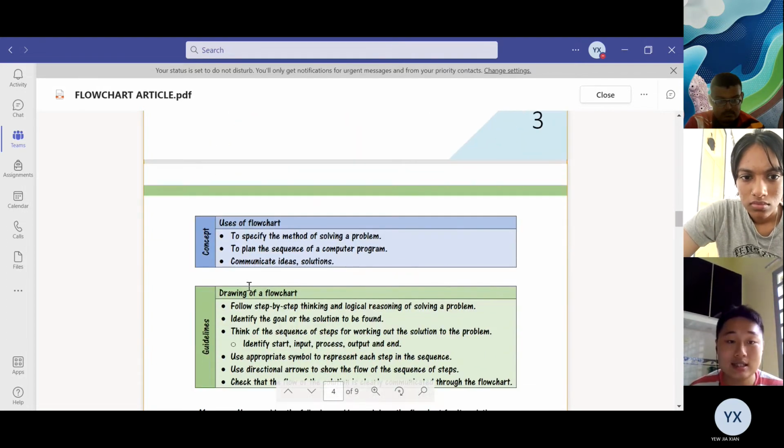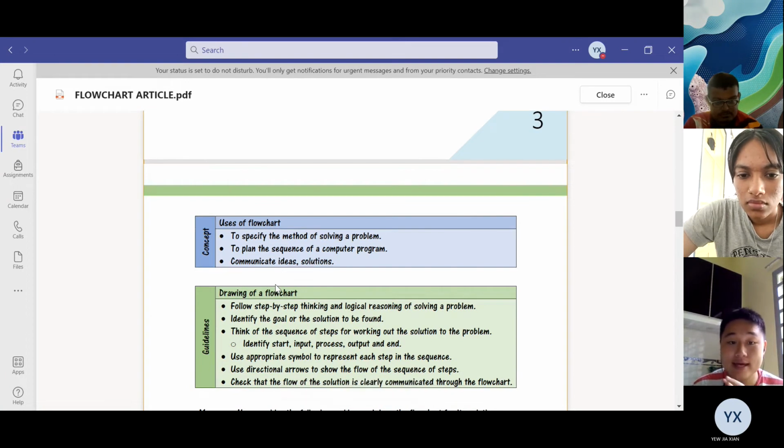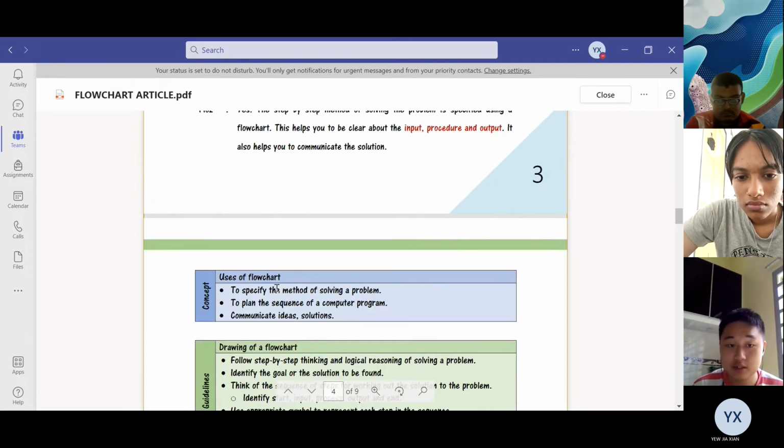So, in the concepts, the uses of a flowchart are to specify the method of solving a problem, to plan the sequence of a computer program, and to communicate ideas, solutions, etc.